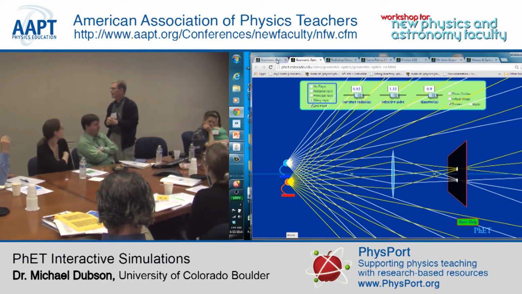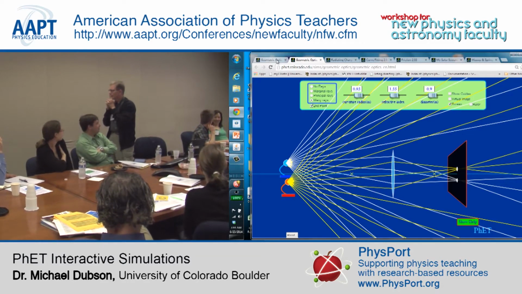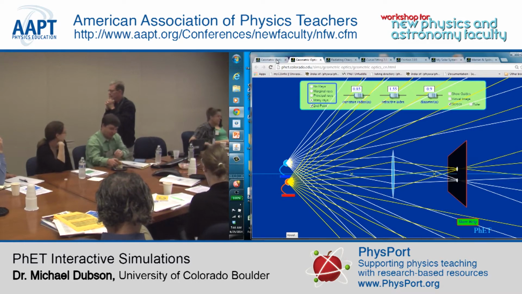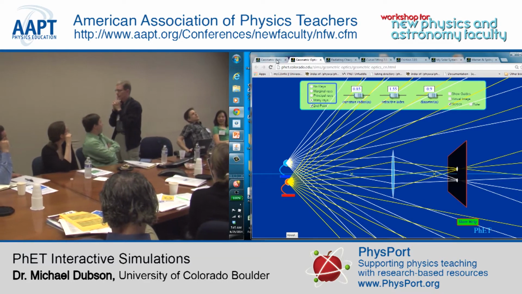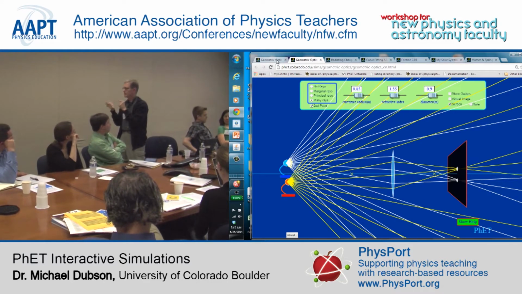Brownian motion? Oh, gosh, let me think. So we've got a sim called optical tweezers, and it does show Brownian motion of the DNA molecule. So it's not specifically about Brownian motion, but it's in the code.